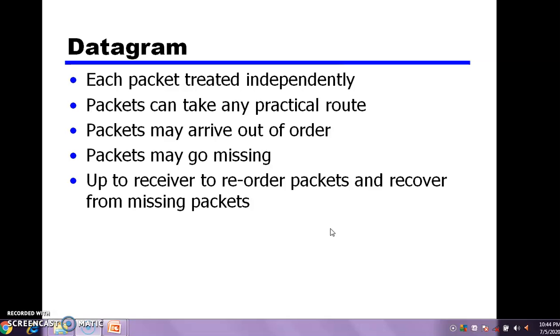Now we'll see what the datagram mechanism is. In the datagram approach, each packet is treated independently with no reference to the packets that have gone before. This approach is illustrated in the following figure. Packets can take any practical route. Packets may arrive out of order. Packets may go missing. It is up to the receiver to reorder packets and recover from missing ones.